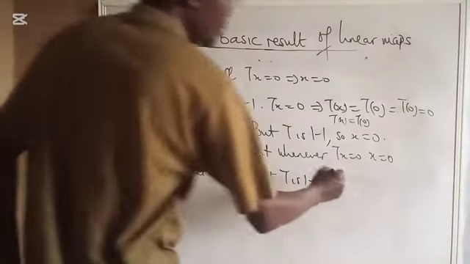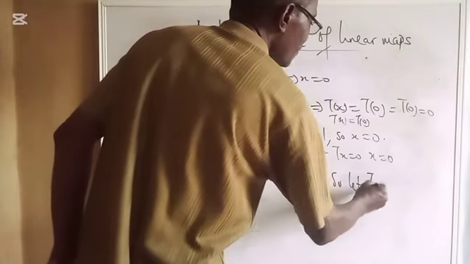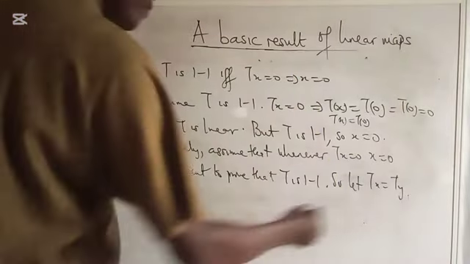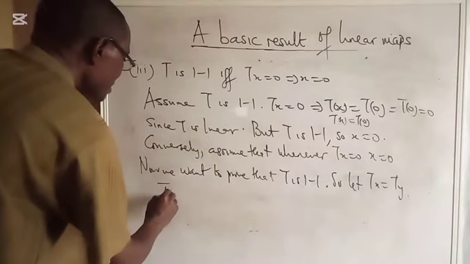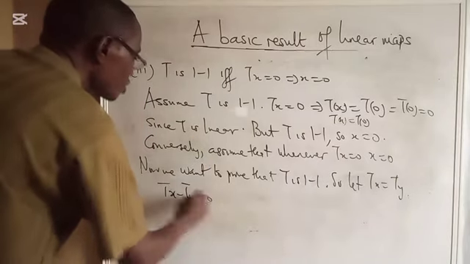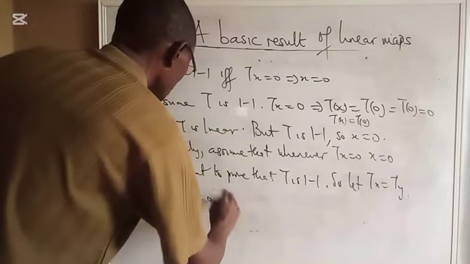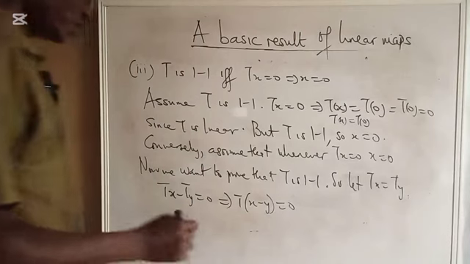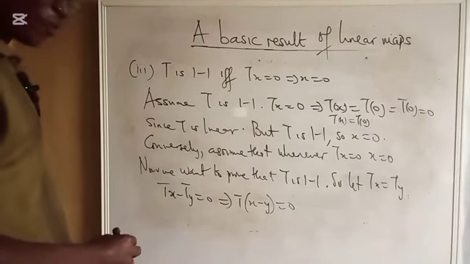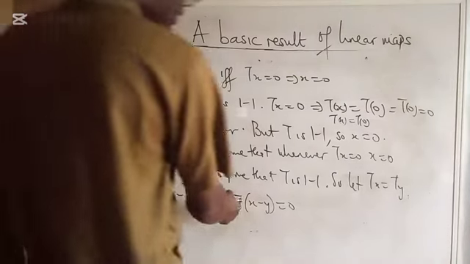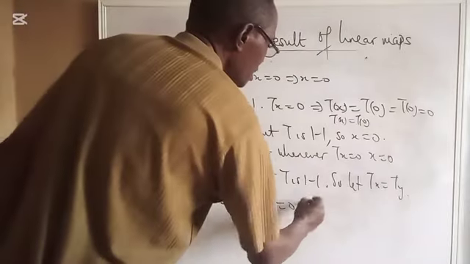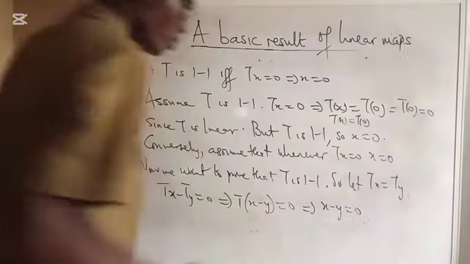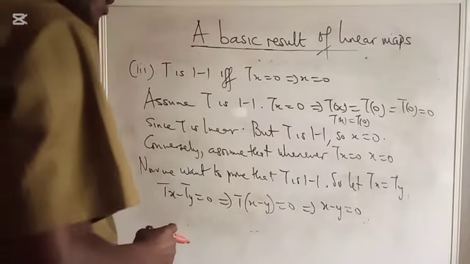So let T of X be equal to T of Y. If T of X is equal to T of Y, we can have what? T of X minus T of Y equals 0. That will give us what? T of X minus Y is equal to 0. I hope that is taken by the linearity of T. By the linearity of T, which implies what? X minus Y is equal to 0. I hope you understand that.